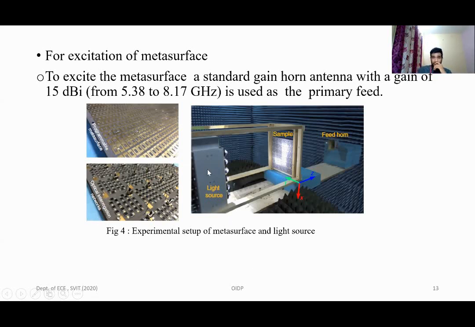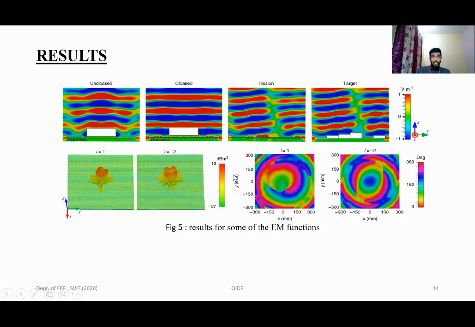Next, this shows the experimental setup of the metasurface and light sources, and this is the feed horn, and this is the sample. We will be giving the light source. Next, these are the results obtained from the experiment. So this is unclocked and clocked, and this is illusion, and this is the target. So illusion will resemble the target.